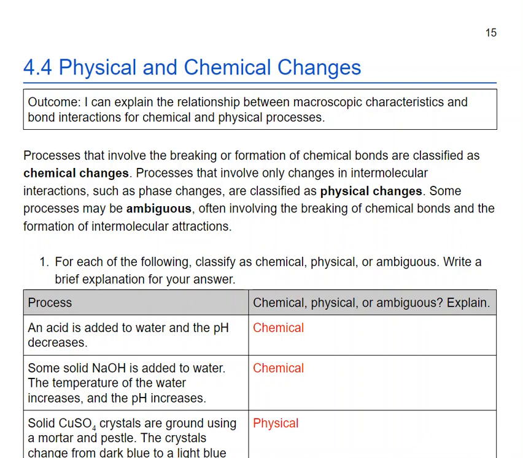So, processes that involve the breaking or formation of chemical bonds are classified as chemical changes, whereas if intermolecular interactions change, those intermolecular forces, such as during a phase change, that's going to be a physical change. Some processes may be ambiguous, so they often involve breaking of chemical bonds as well as the formation of intermolecular attractions. So we want to identify these as chemical or physical.